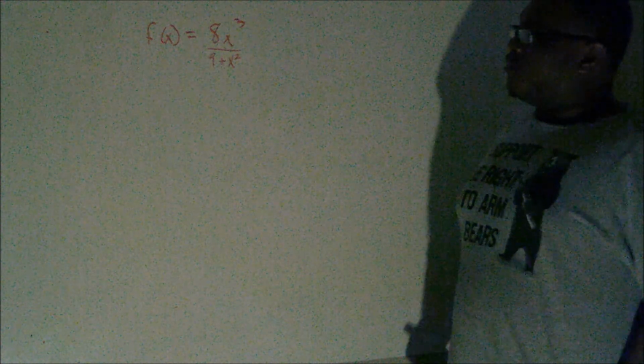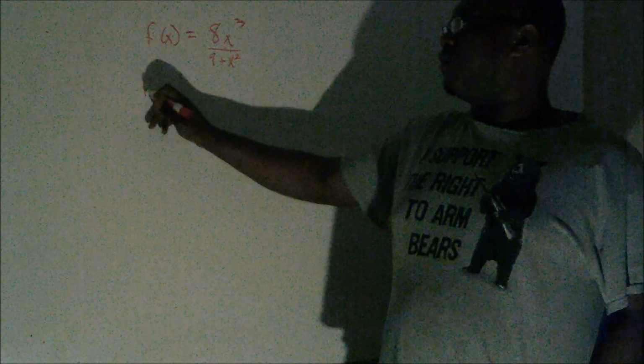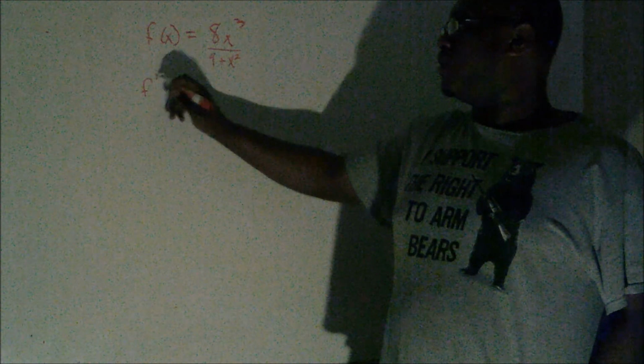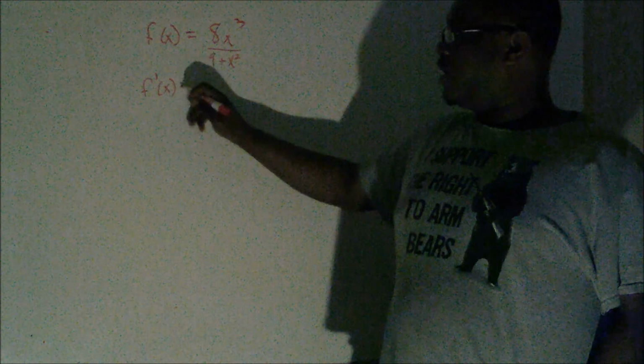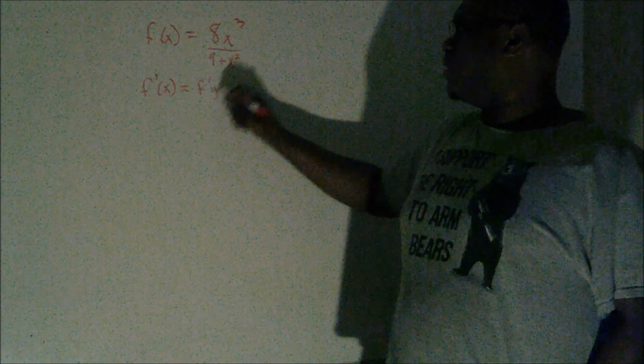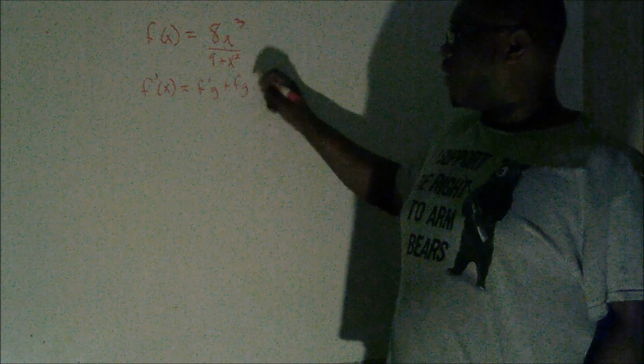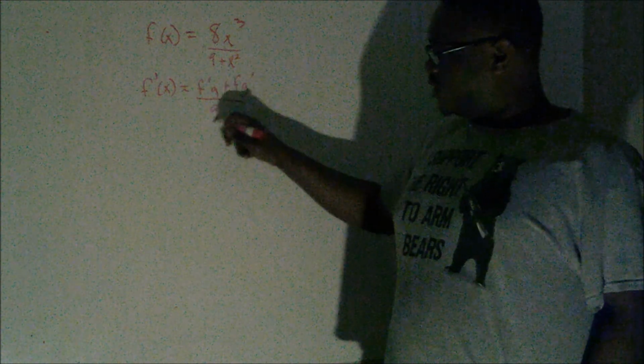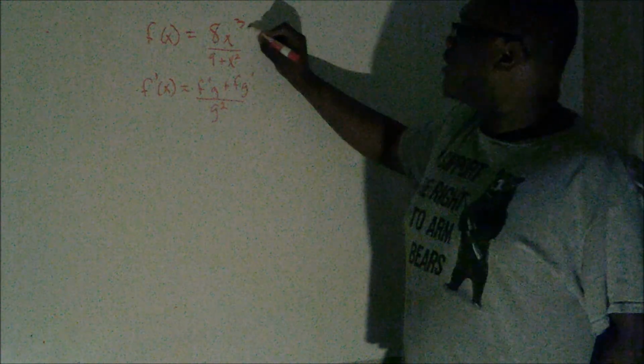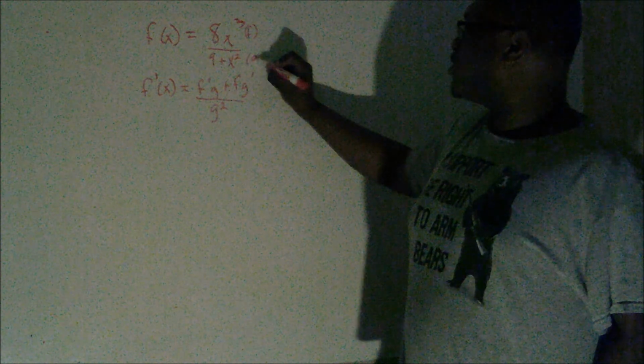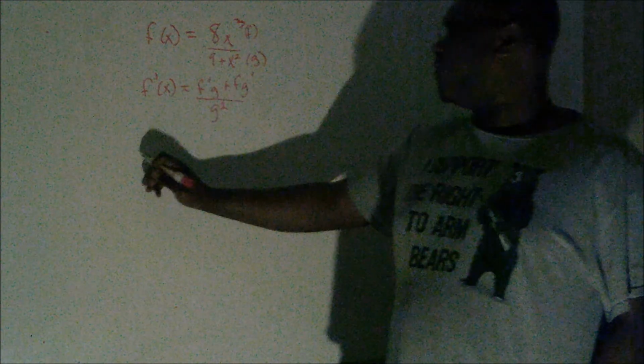So, similar process, you could probably say word for word what I'm about to say. We see that we have a function on top divided by another function on the bottom. We're going to have to use the quotient rule. So we know that the rule for the quotient rule is that f prime of x is equal to f prime g plus f g prime all over g squared. So I'm going to go ahead and label the top function f, the bottom function g, and we go ahead and account for everything down here.